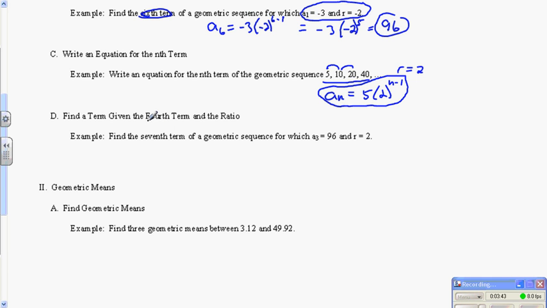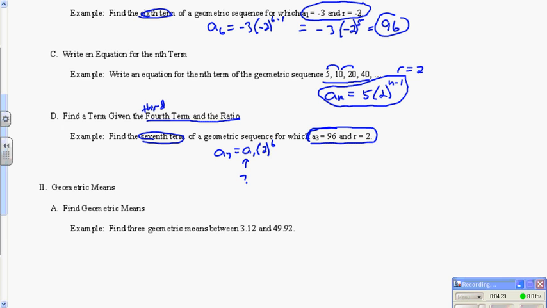Find the term given the 3rd term and the ratio. Now in this case it's written wrong, it should be 3rd. So we have the 7th term, find the 7th term of a geometric sequence in which we know this information. So if we take a sub 7 equals a sub 1, our first term, which we don't know, r is 2, we take that to the 6th. So we still need our a sub 1.